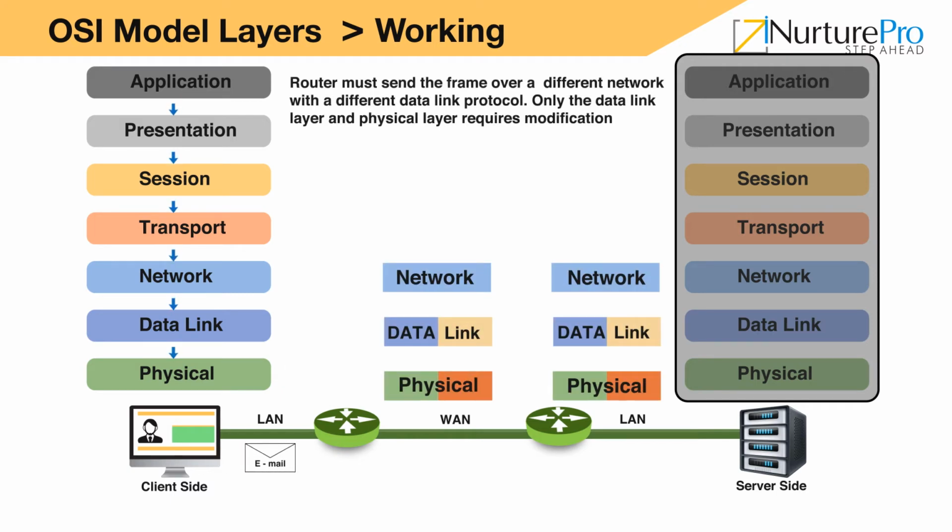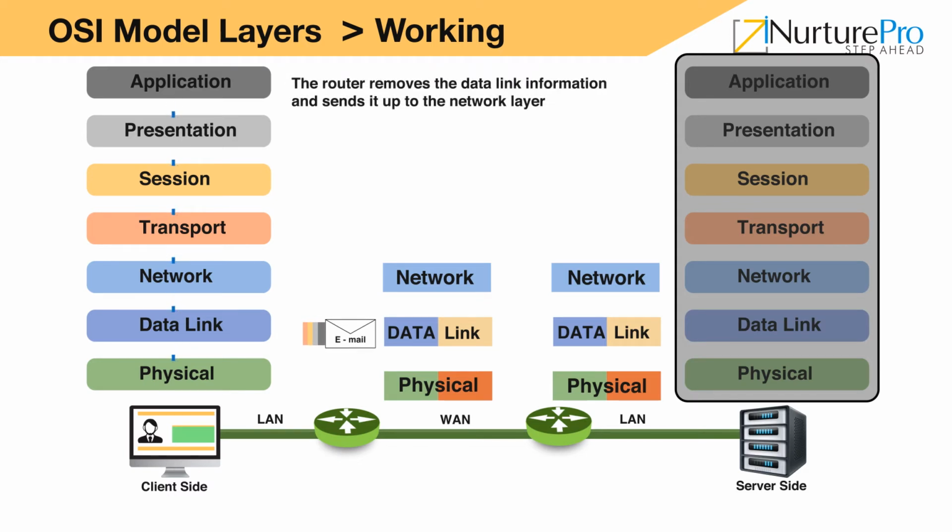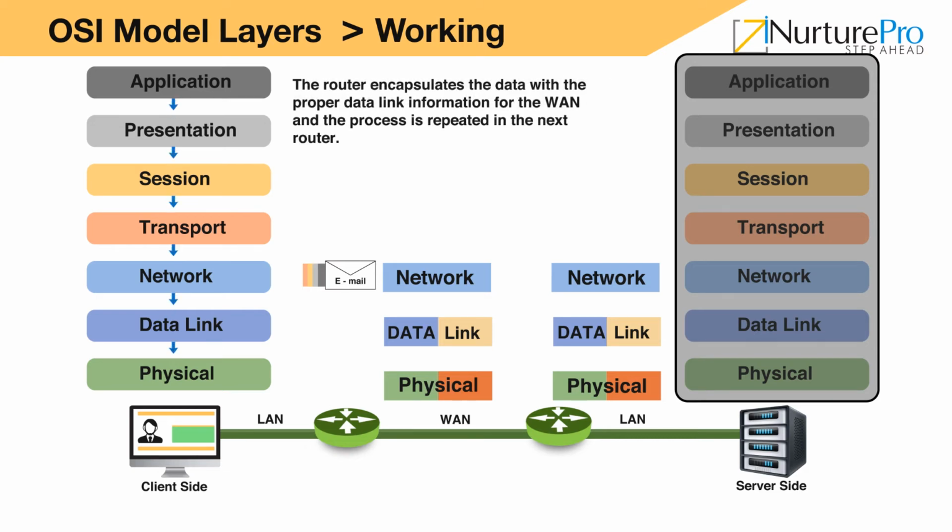Then the frame will be sent to the router via the LAN, and then the router must send the frame to a different network with a different data link protocol. Here the only modification needed is in the data link layer and the physical layer. The router will remove the data link information and will send it to the network layer, and it will then determine where to send the packet by using the destination IP address. After that, the router encapsulates the data with the proper data link information from the WAN.